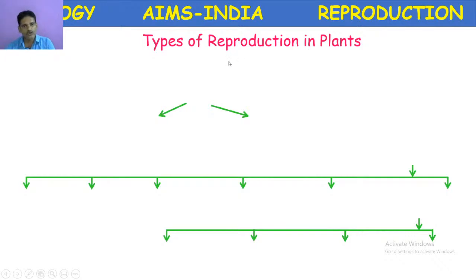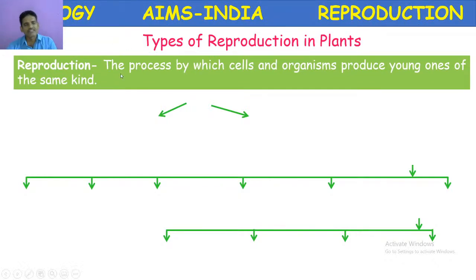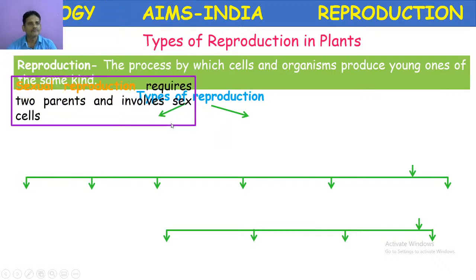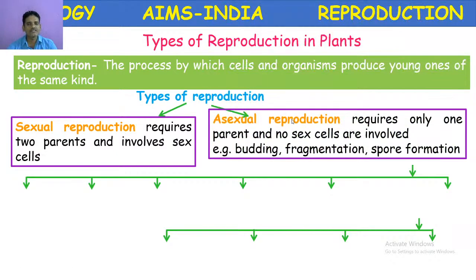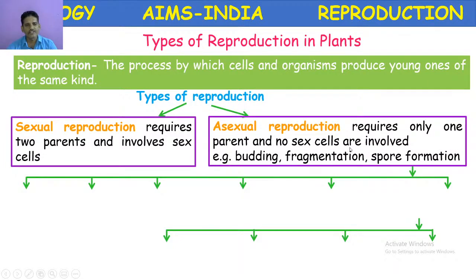So let us discuss the reproduction concept in both plants and animals. What is reproduction? The process by which cells and organisms produce young ones of the same kind is called reproduction. So, what are the different types of reproduction? Types of reproduction are basically categorized into two main types. One is sexual reproduction and the second one is asexual reproduction. Let us see the difference.